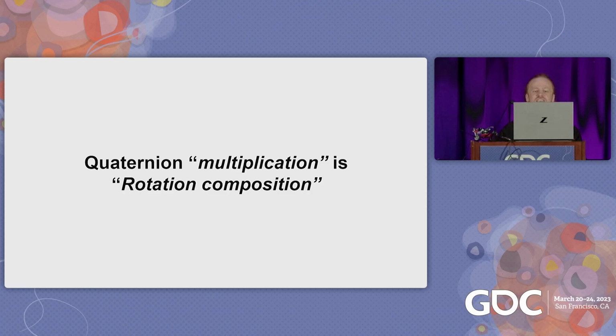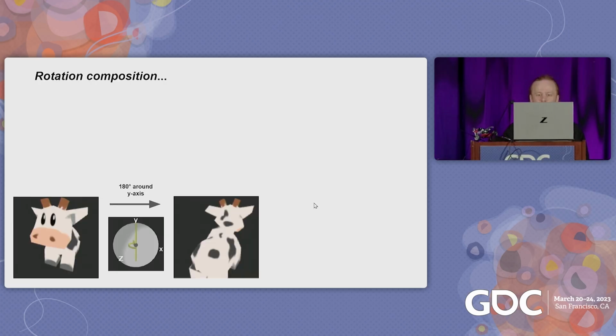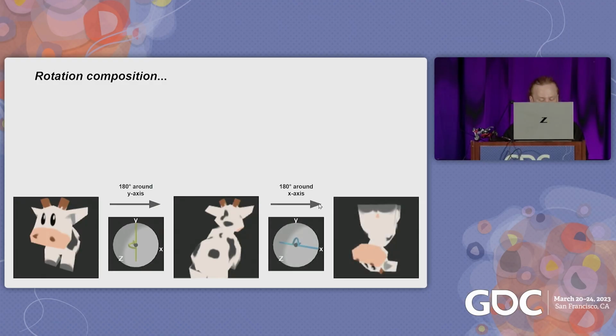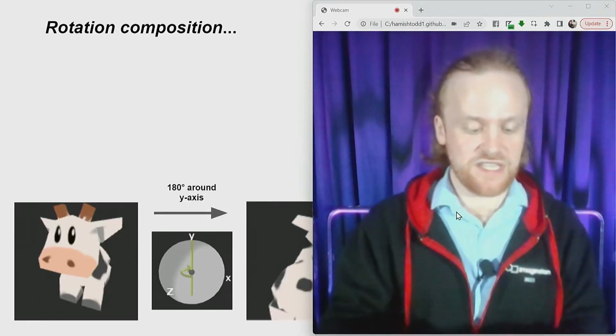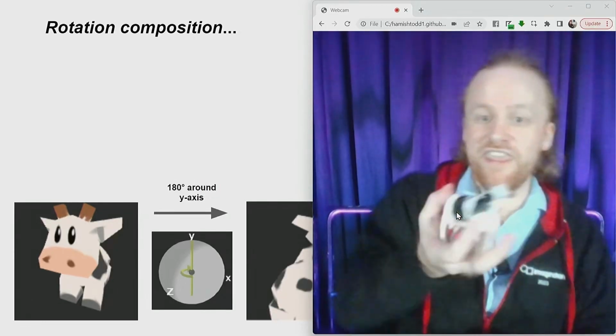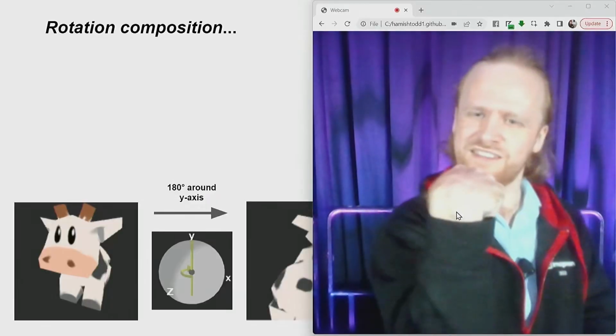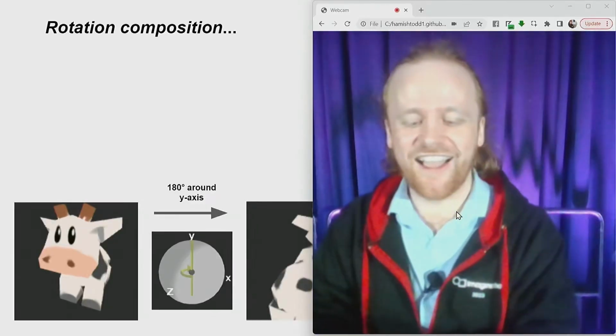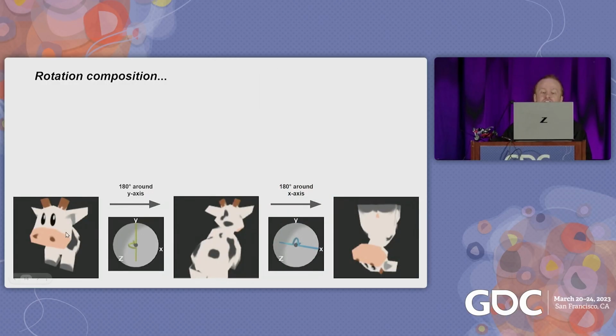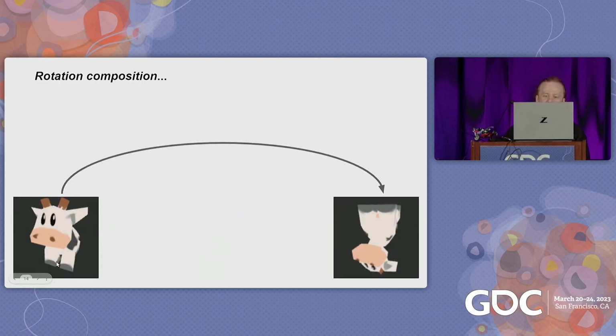Quaternion multiplication is rotation composition. What do I mean by that? Well, we start out with a rotation like this one. This is a 180-degree rotation around the y-axis. And if we then follow that up with a 180-degree rotation around the z-axis, so we're going like this, and then like this. It's a rotation composition. And you can ask the question, what if we wanted to go straight from here to here? And the answer is that that is a 180-degree rotation around the z-axis.